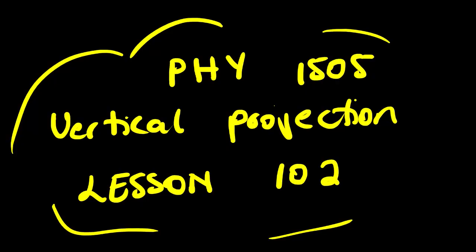Our lesson for today will be looking at Physics 1505. The topic for today is vertical projection, lesson 102. Let us start.